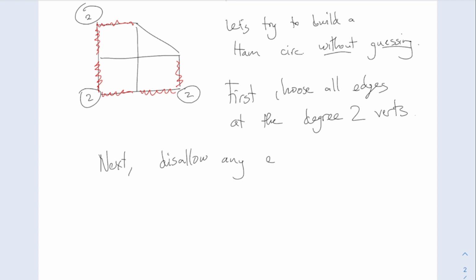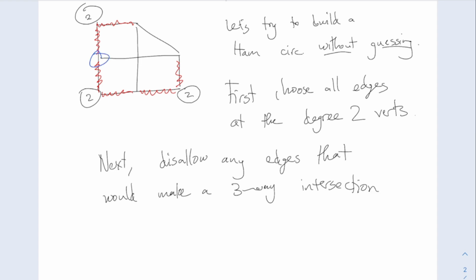disallow any edges that would make a 3-way intersection. What I mean by that is, for example, right here, I already have 2 edges there. That means I cannot also use this edge in my Hamilton circuit. That one is now out of bounds, all right? Right here is now not allowed anymore. That edge is not allowed. You can X out any edges which would have made a 3-way, all right? We do not like the 3-ways.